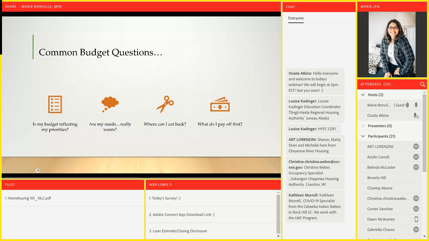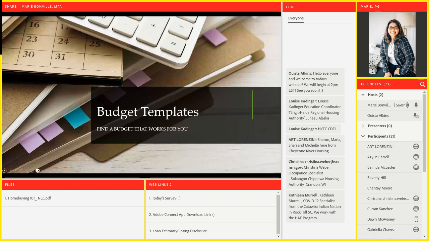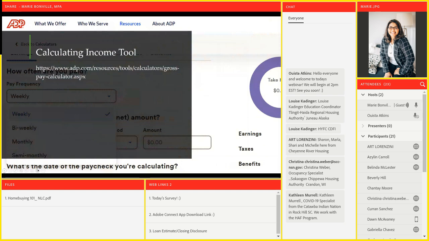Are my needs really wants? Where can I cut back? And what do I pay off first? I'm going to address what do I pay off first in a little bit, but I do want you to know that there's a list of budget templates at the end of the presentation. And so you'll be able to use that with your clients, because here's the thing.